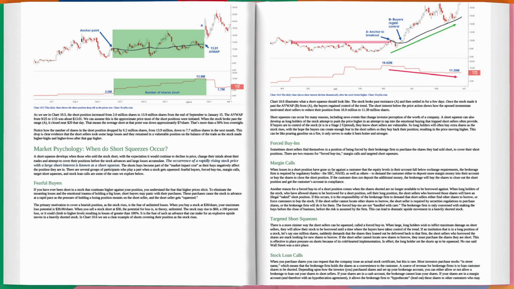When large long holders wish to inflict maximum damage on short sellers, they will allow their stock to be borrowed until a time where the buyers have taken control of the trend. If an institution that is in a long position of a stock, let's say 1 million shares, suddenly demands that the shares they loaned out be delivered back to that firm, the short sellers who borrowed the shares are stuck looking for new shares to borrow.